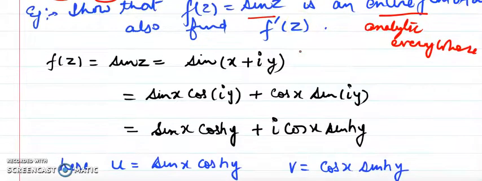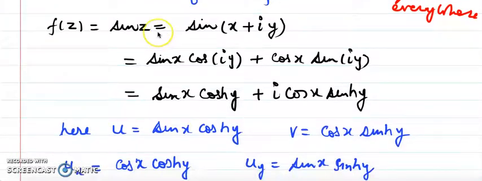Let us switch to the calculation. Although I have already shared that they are entire, let us prove it. First we need to express this function into real and imaginary parts, that is, in the form u plus i v. So first we have to apply the sin(a plus b) formula, right? What is the sin(a plus b) formula? Sin a cos b plus cos a sin b. Now since we want to express it in proper complex form, here comes the iota.